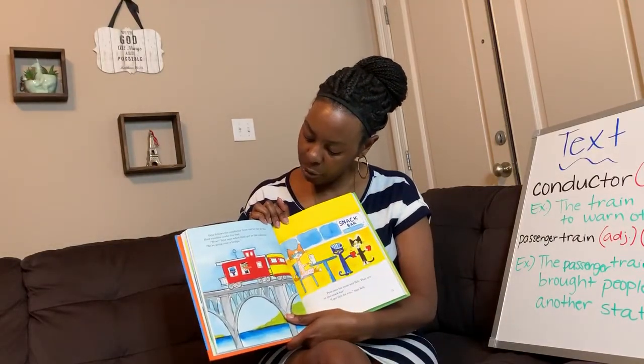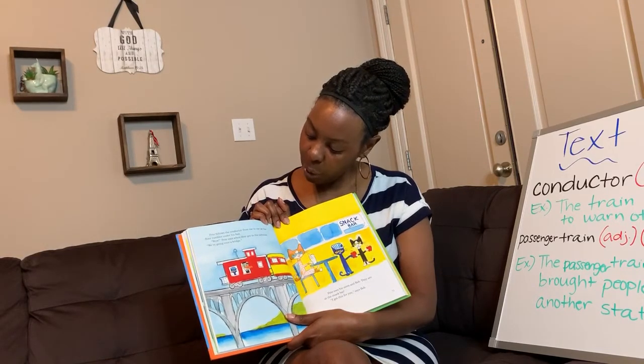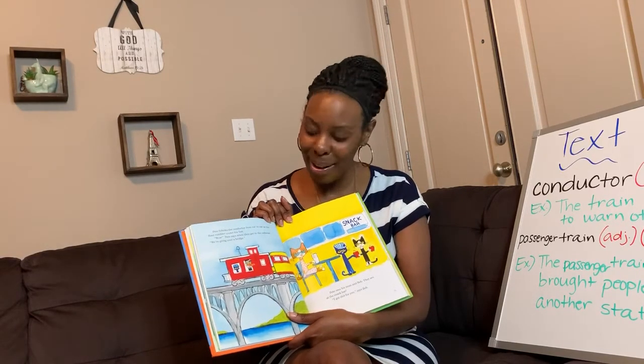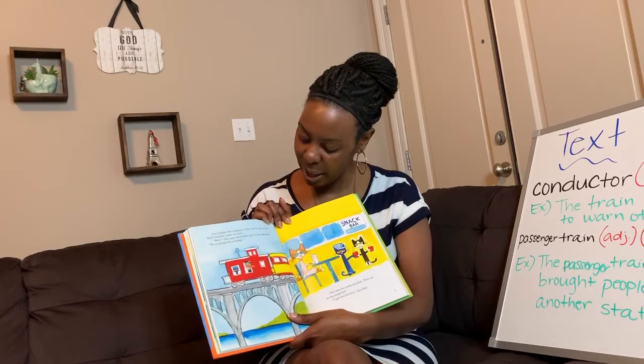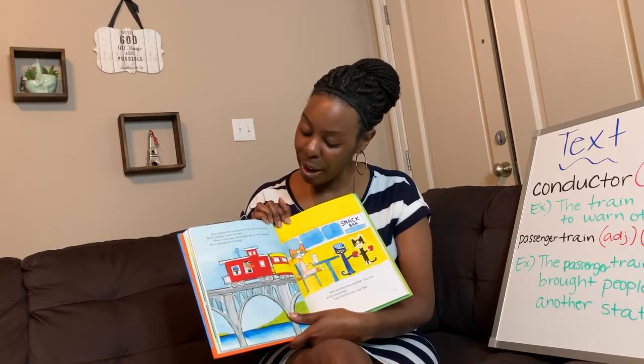Pete follows the conductor from car to car as the floor rumbles under his feet. Wow, Pete says when they get to the caboose. We're going over a bridge.